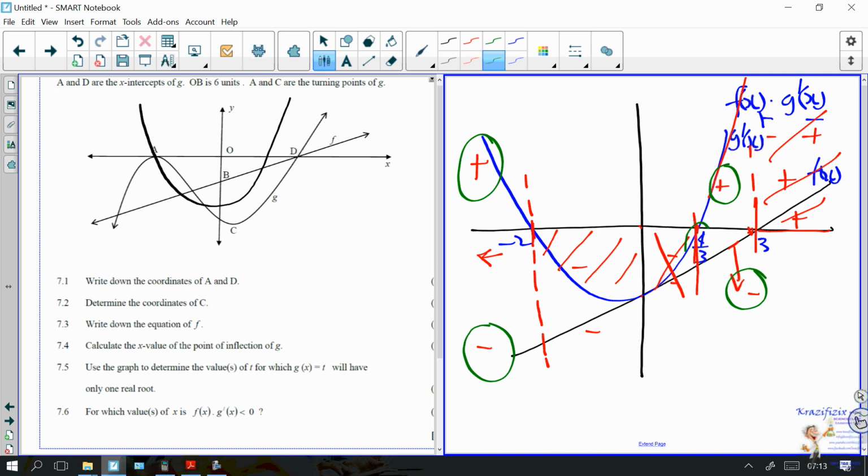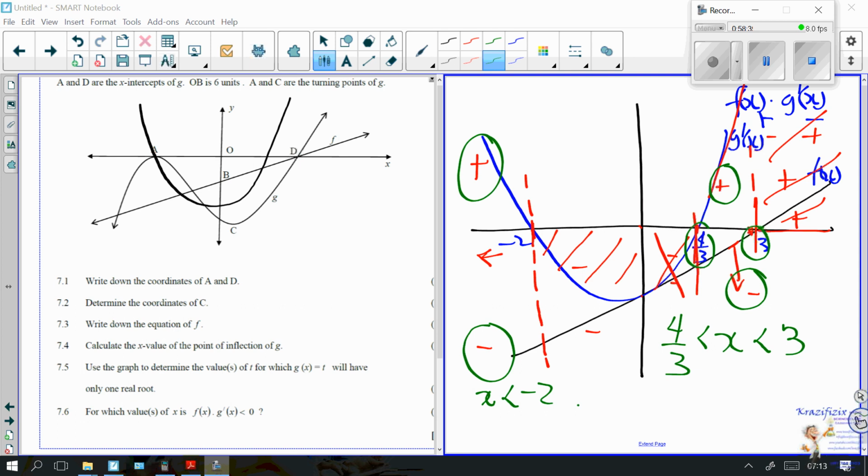X lies between 4 over 3 and 3. So I'm going to say x lies between 3 and 4 over 3, or x is less than negative 2. And that's how we deal with that question. Perfectly done there. All right, question number 8.